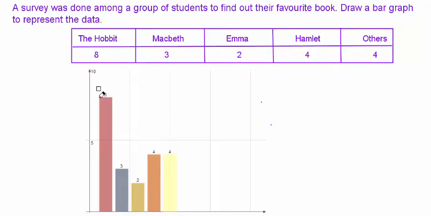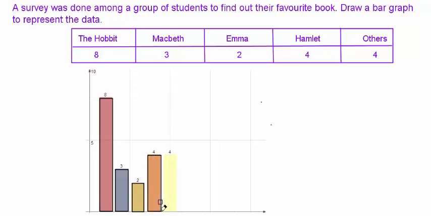The first bar represents The Hobbit. The second bar represents Macbeth. The third one represents Emma. The fourth one represents Hamlet. And the last one represents others.